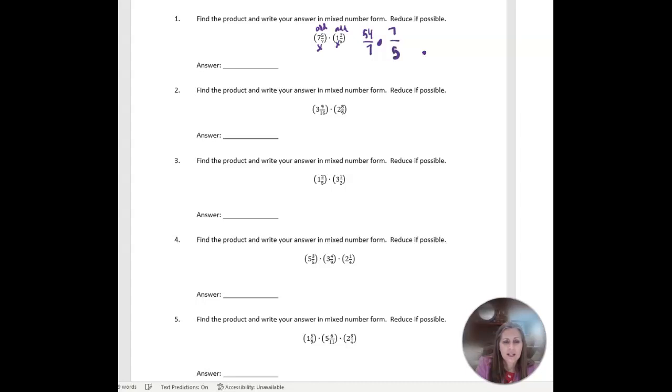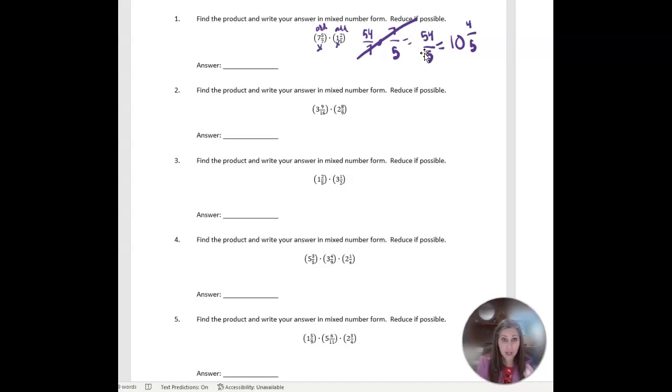Now what I see here is that this 7 on the bottom and this 7 on the top will cancel. And so I would have 54 over 5. Now the important thing is the answer has to match the problem. So since the problem was given in terms of a mixed number, our answer also has to be a mixed number. So 5 goes into 54 10 times with a remainder of 4 over 5. So the answer is 10 4/5.